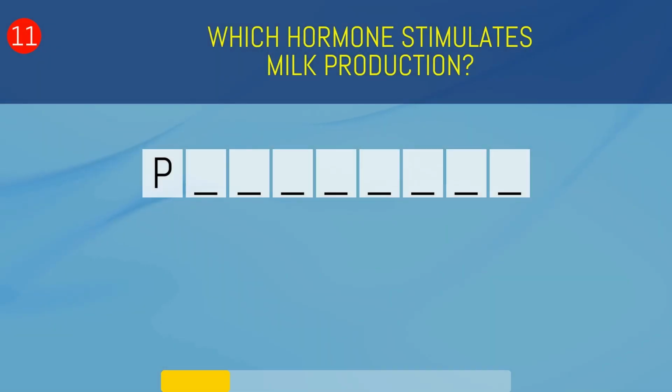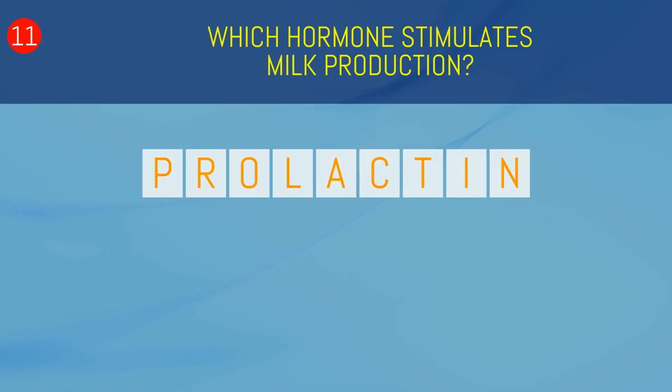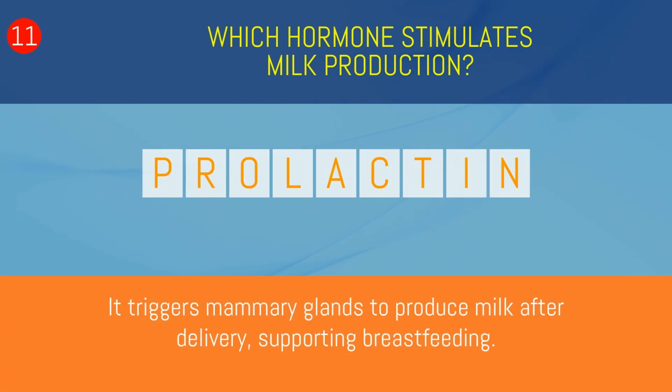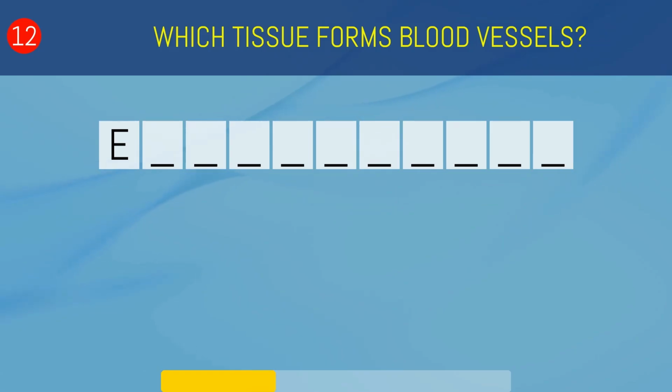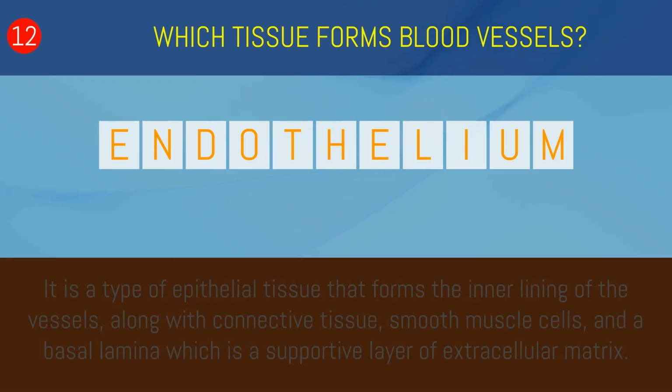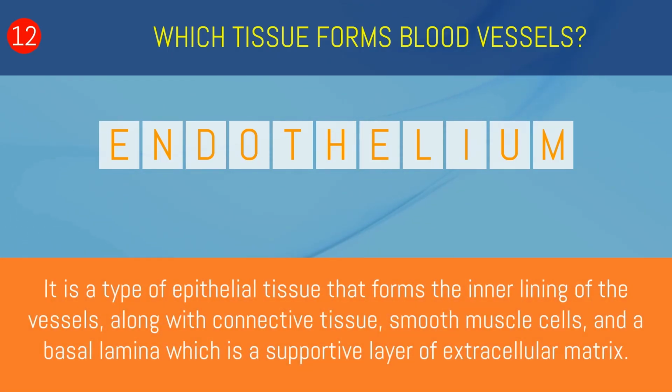Which hormone stimulates milk production? Prolactin. It triggers mammary glands to produce milk after delivery, supporting breastfeeding. Which tissue forms blood vessels? Endothelium. It is a type of epithelial tissue that forms the inner lining of the vessels, along with connective tissue, smooth muscle cells, and a basal lamina, which is a supportive layer of extracellular matrix.